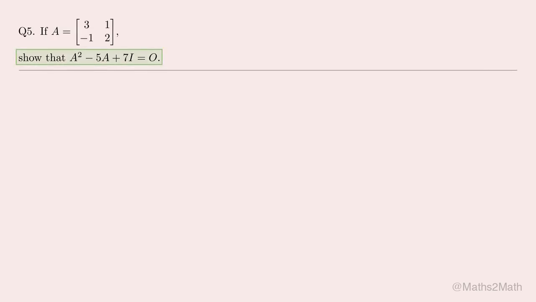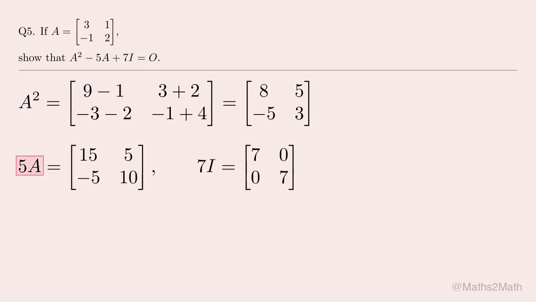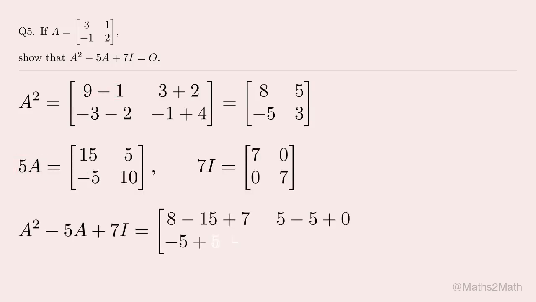Question 5. A quadratic identity for a 2 by 2, we compute each piece in full. A squared with all 4 entries written as sums. 5 and 7i. Combine entry by entry, every sum vanishes. Identity shown.